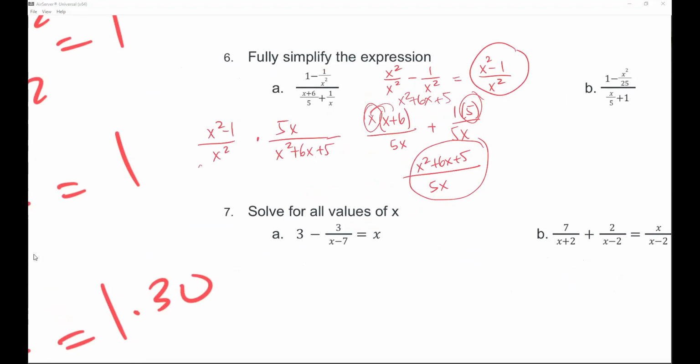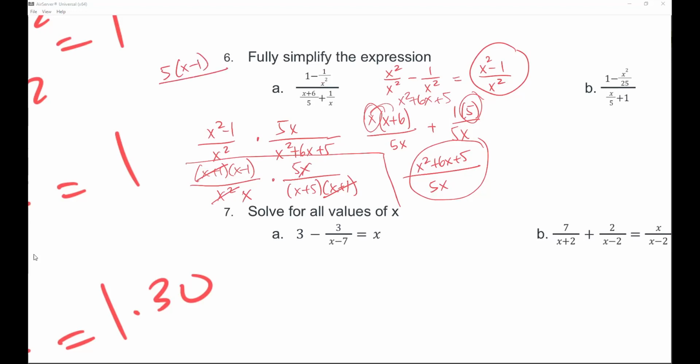If you factor it out, it's x plus 1, x minus 1 over x squared times 5x over x plus 5, x plus 1. I'm right here. Sorry, it's kind of confusing. I'm just kind of squeezing it in. Cancel, cancel, cancel, cancel. So that's 1x. That's all I could do. So the final answer is 5 times x minus 1 over x times x plus 5.